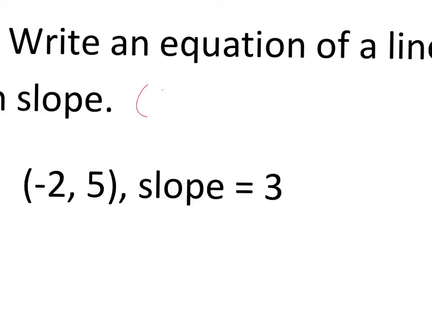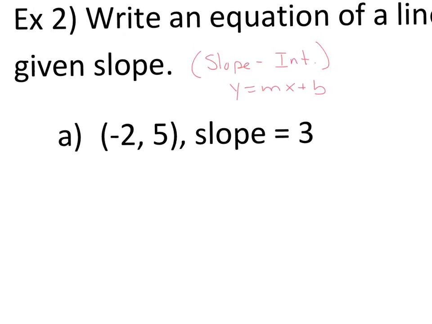Okay, so if you see these directions, we're talking about slope-intercept form. That's y equals mx plus b. Now what we're going to do is look at the given information, and then pick an equation and go with it. I've got a point and a slope, so since I have a point and a slope, I'm going to write point slope.